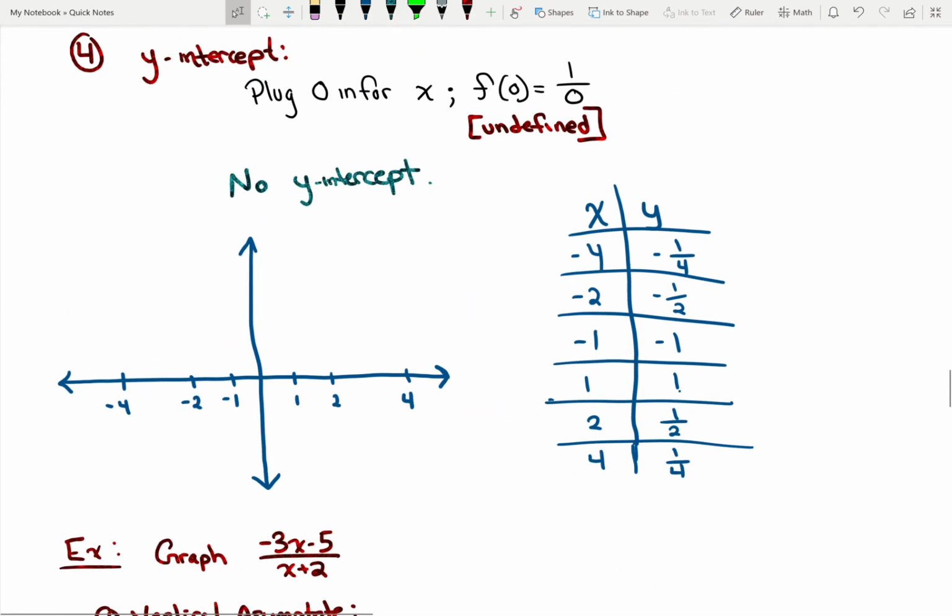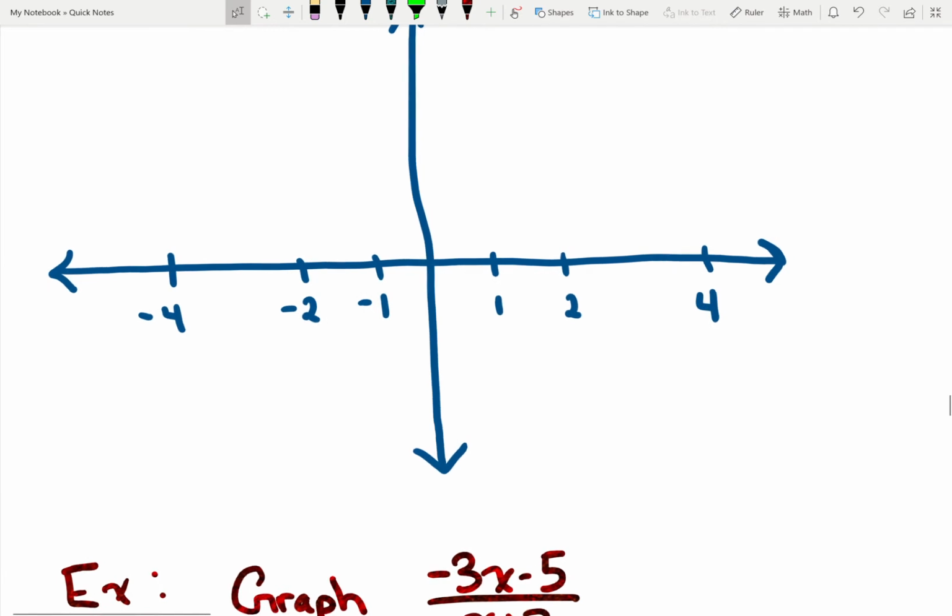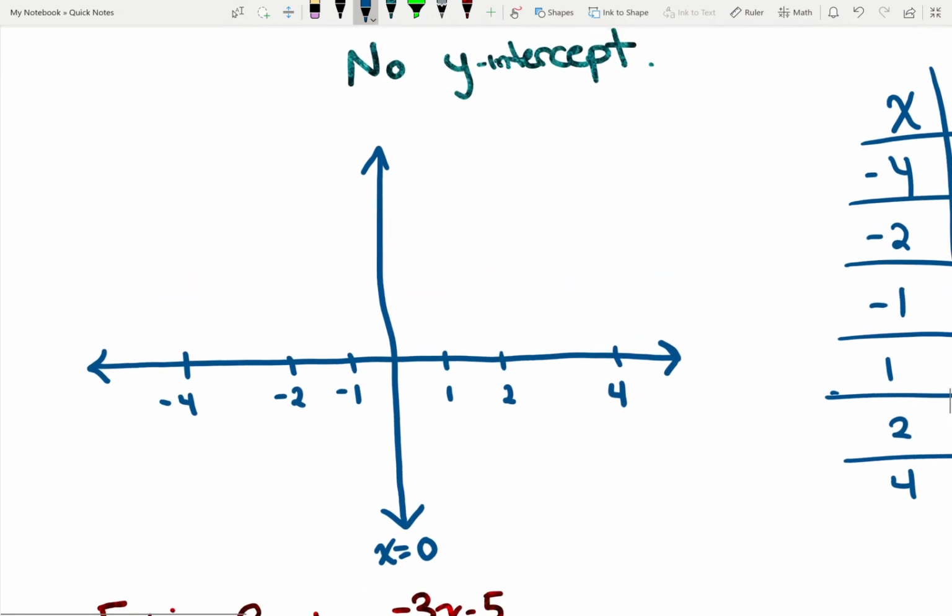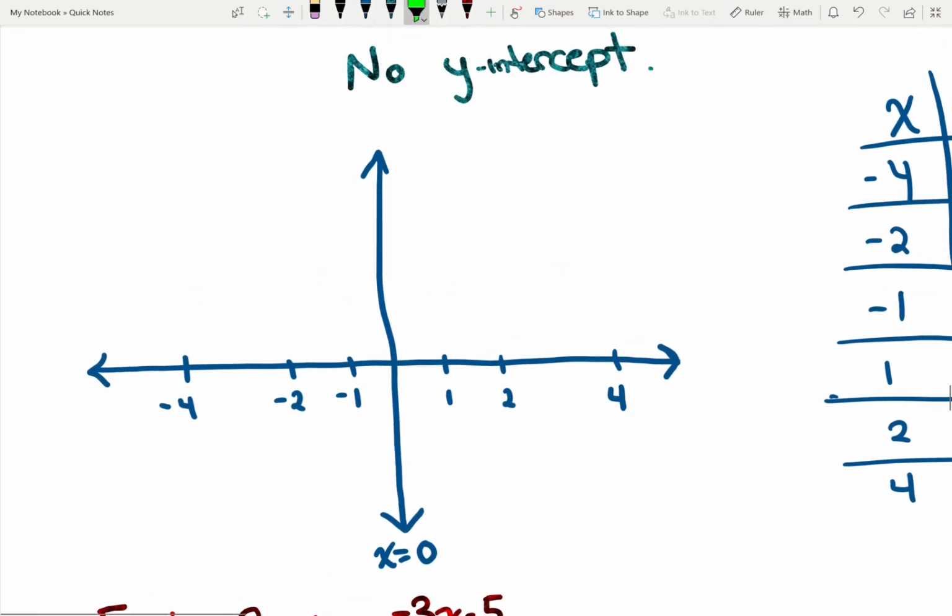Okay, so let's go down to my graph. This is x equals 0. The y-axis is where x equals 0. At x equals 0, we have a vertical asymptote. So we have an invisible border. Okay, maybe that's not the best thing to use. Let's use red. We have an invisible border that our graph will not go by or cross through.